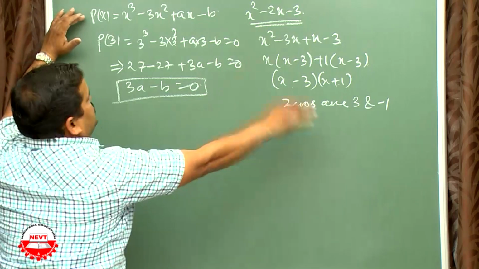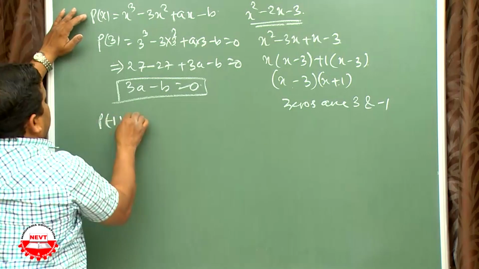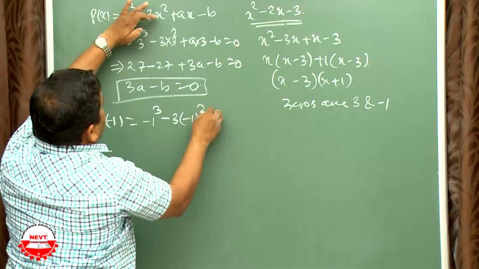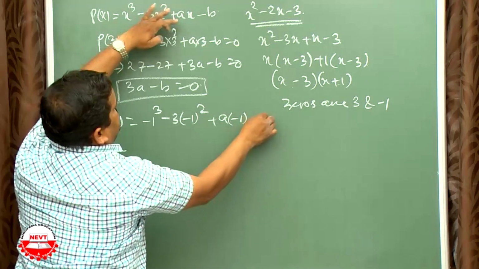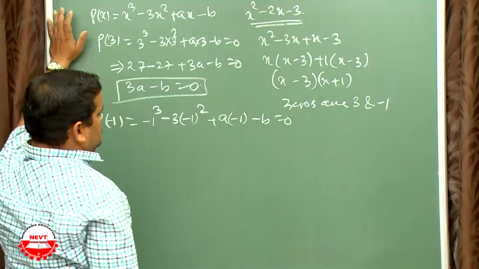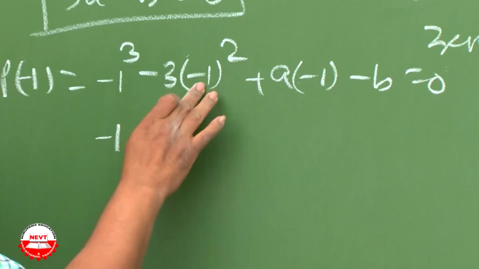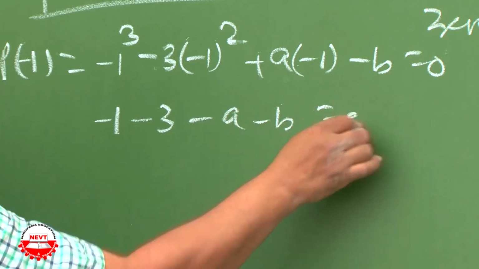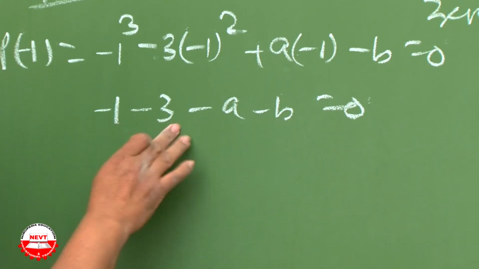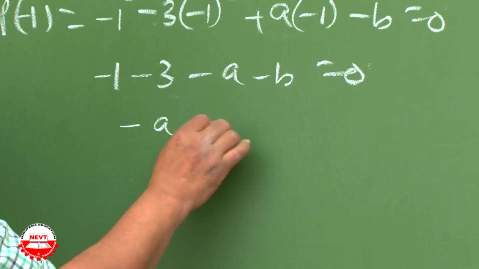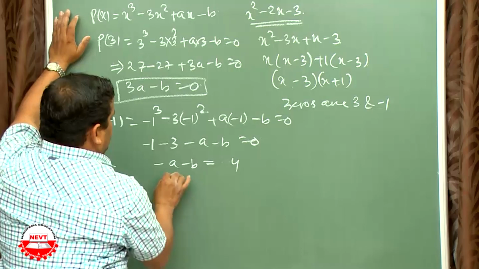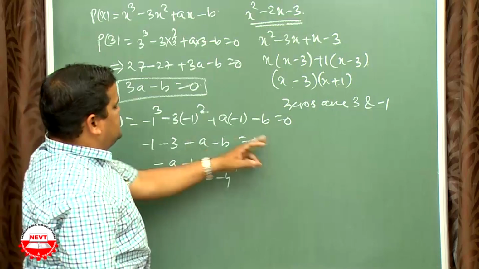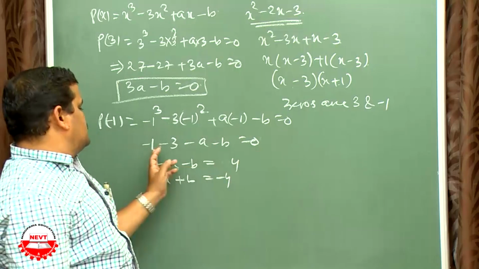Find the second equation by substituting minus 1. p of minus 1 is equal to minus 1 cube minus 3 into minus 1 square plus a into minus 1 minus b is equal to 0. It means it is minus 1, then plus 1 into minus 3, that is minus 3, minus a minus b is equal to 0. That means minus 4 minus a minus b is equal to 0, so minus a minus b is equal to plus 4, or a plus b is equal to minus 4. It's okay?